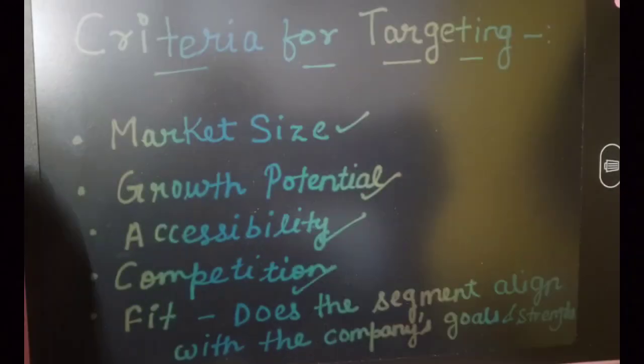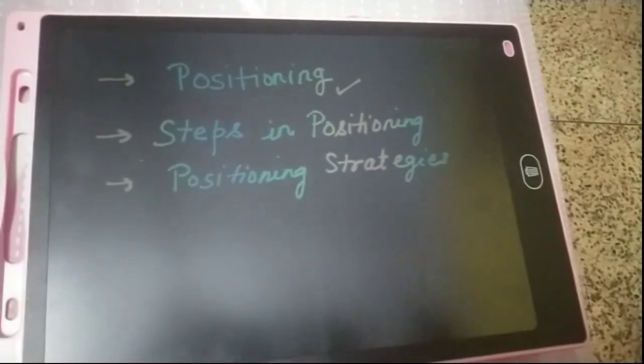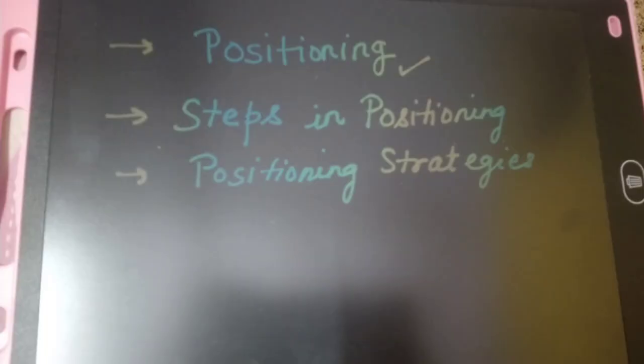For example, the athletic shoe company evaluates these segments and decides to target young adults who are urban dwellers and fitness enthusiasts. This segment is large, growing, and aligns with the company's innovative and performance focused product line. Third one is positioning. Positioning is about creating a unique and favorable image of the product in the minds of the target audience. It involves identifying the key benefits of the product and differentiating it from competitors.